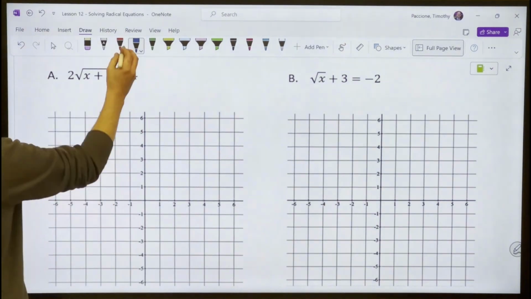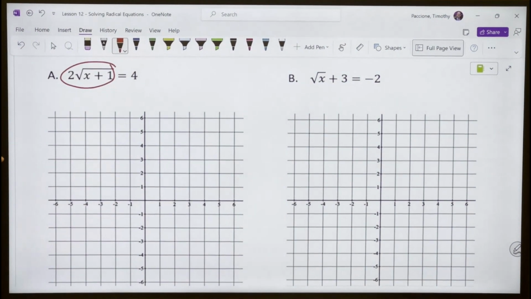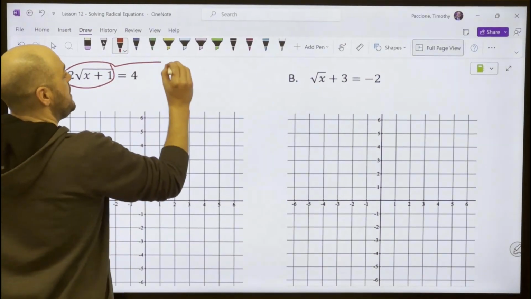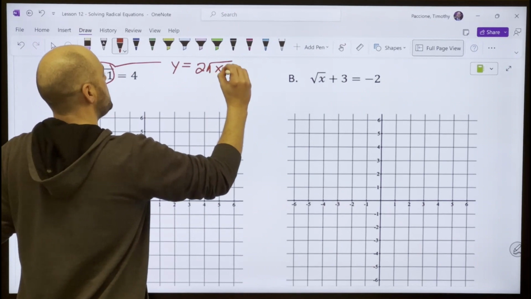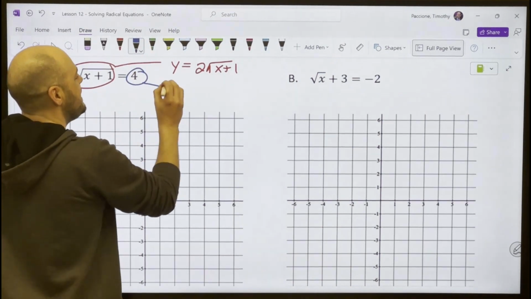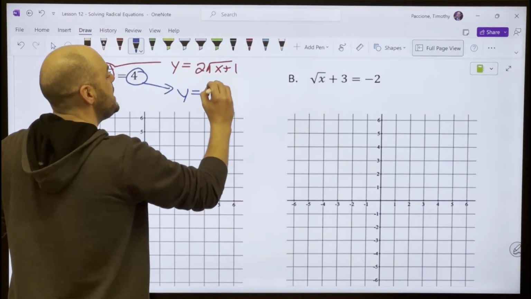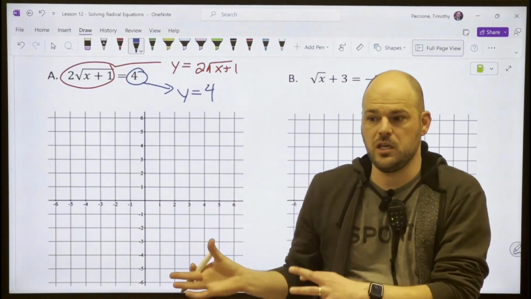Because you're like, okay, I know what to do with this part. Because we said we make the left side an equation, right? So this becomes y equals 2 square root of x plus 1. But what do I do with the 4? Just y equals 4, right? It's just y equals 4. Just because it's a number doesn't mean you can't make y equals to it, right? And that's a part that gets confusing for people. But you can make y equals a number, okay?